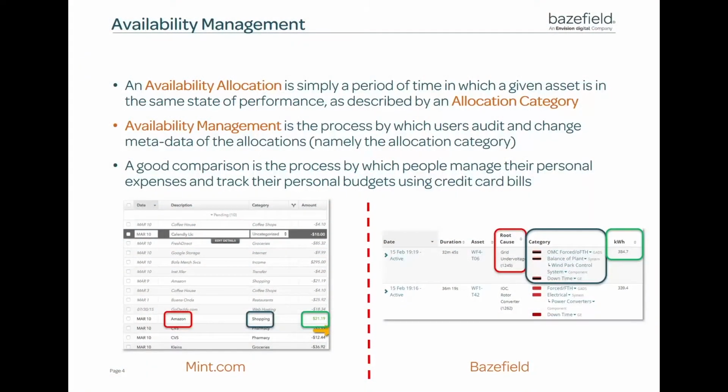Availability management is then the process by which users edit and manually override these categories to get the ultimate level of accuracy in their reporting.